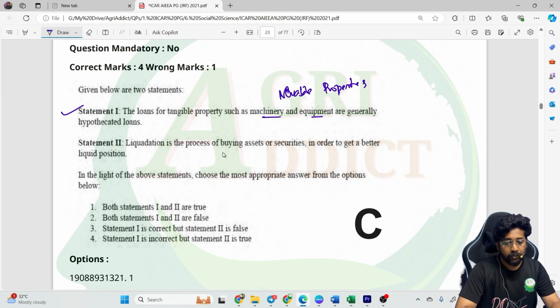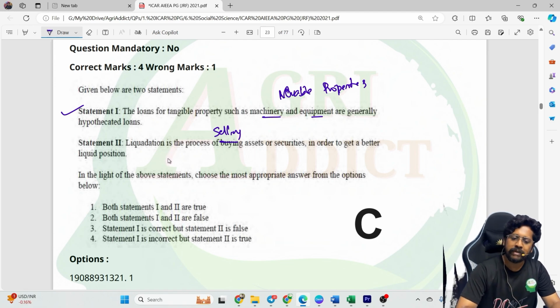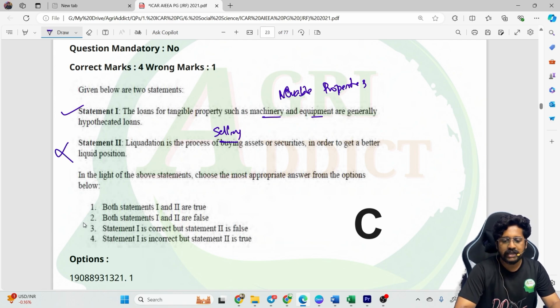So liquidation is not the process of buying assets or securities. Actually, it is selling of securities. It is not buying. Liquidation is the process of selling assets or securities in order to get a better liquid position, in order to meet the current obligations or the current requirements of a business. Additionally, in order to get some remuneration or meet some requirements, the company will decide to sell the assets or securities to somebody in order to get a better liquid position. So therefore, statement 2 is not correct, because it was telling about buying. Actually, it is selling. So statement 1 is correct, and statement 2 is false. So therefore, the third option will be the correct answer.